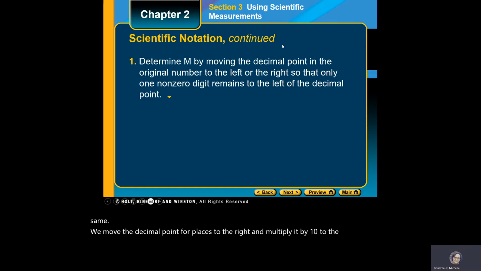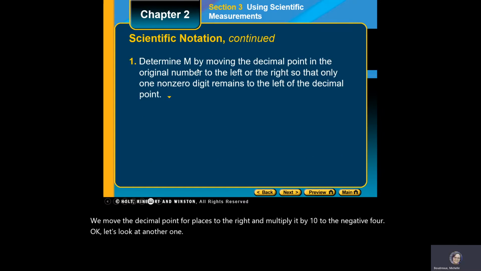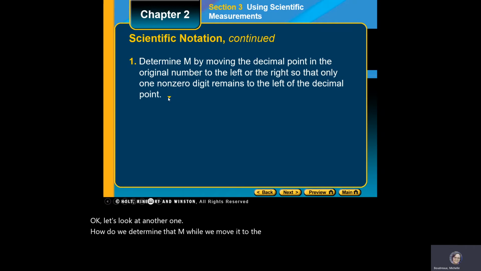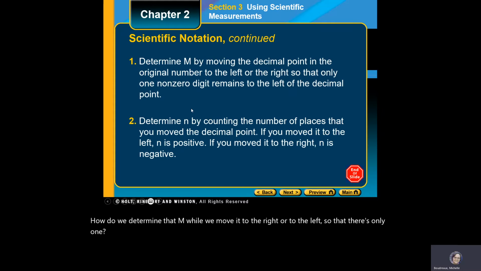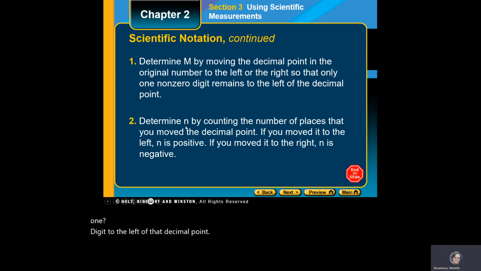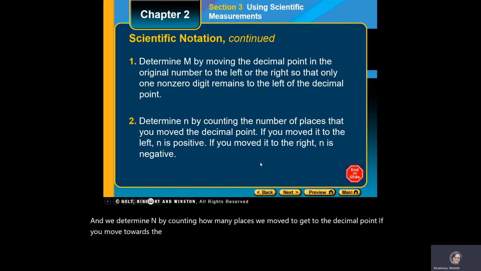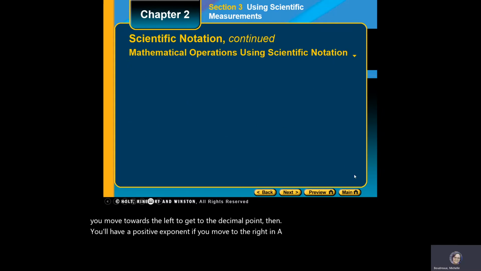Okay, let's look at another one. How do we determine that m? Well, we move it to the right or to the left so that there's only one digit to the left of that decimal point. And we determine n by counting how many places we moved to get to the decimal point. If you move towards the left to get to the decimal point, then you'll have a positive exponent. If you move to the right in a tiny number, then you'll have a negative exponent.